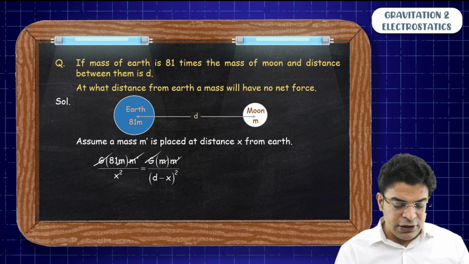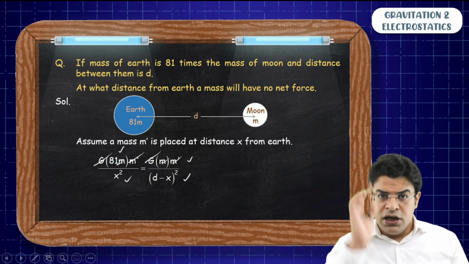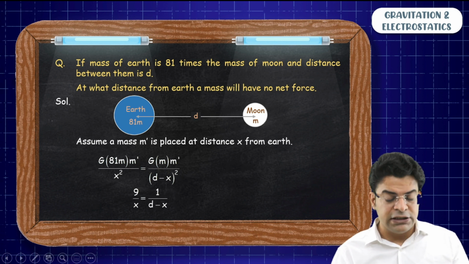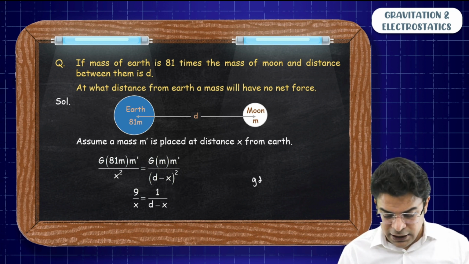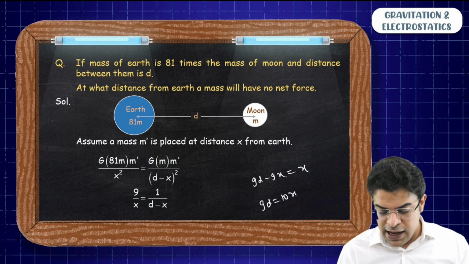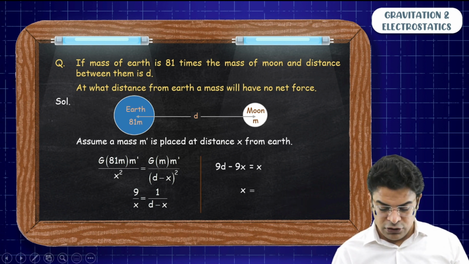So on the left hand side you get 81 by x square equals 1 upon (d minus x) square. Taking the square root on both sides, you get 9 by x equals 1 upon (d minus x). Now cross multiplying, you write 9d minus 9x equals x. 9d equals 10x. x comes out to be 9d by 10. So on solving, you get x equals 9d by 10.